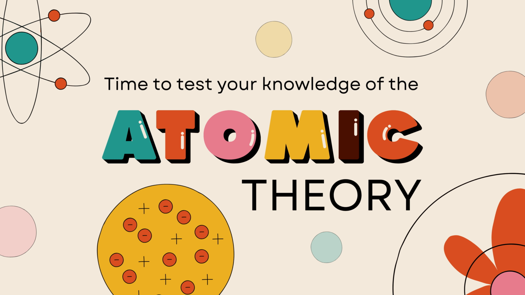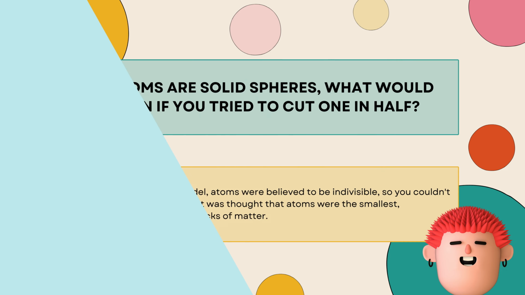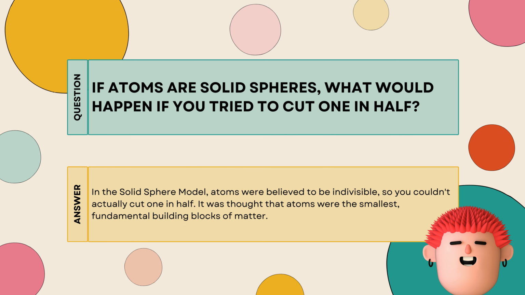Time to test your knowledge of the atomic theory. If atoms are solid spheres, what would happen if you tried to cut one in half? Answer: In the solid sphere model, atoms were believed to be indivisible, so you couldn't actually cut one in half. It was thought that atoms were the smallest, fundamental building blocks of matter.